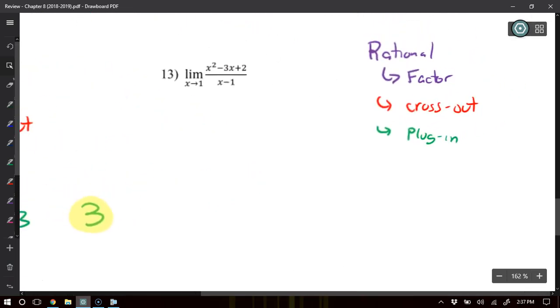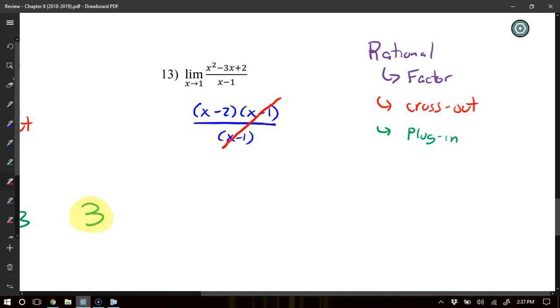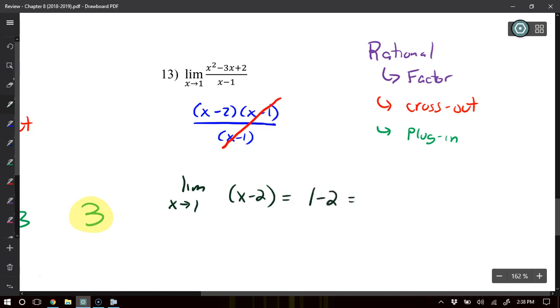So if I look at number 13, it is rational. So I'm going to factor the top. What multiplies to 2 and adds to -3: x minus 2, x minus 1. On the bottom, I have an x minus 1. Look, the x minus 1's cancel. That crosses out. That removes the problem that we have on it. And I'm left with the limit as x approaches 1 of x minus 2. Now I can plug in. 1 minus 2 is negative 1. There's your answer.